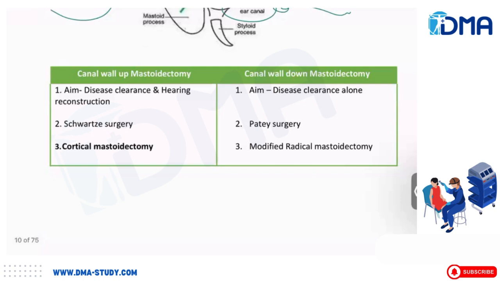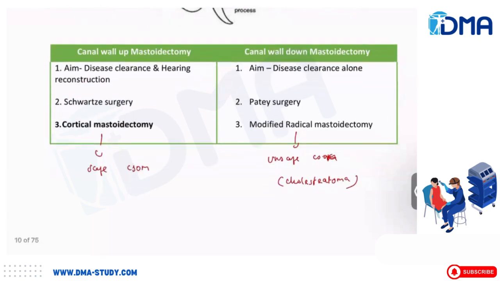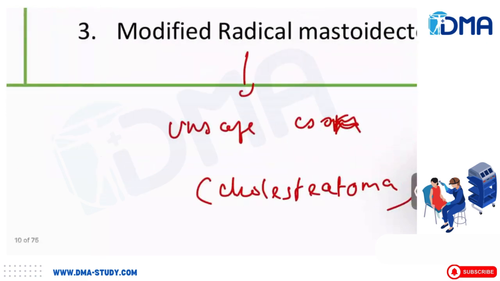modified radical mastoidectomy. If you have a safe type of CSOM, cortical mastoidectomy is enough. If you have unsafe CSOM, you need a modified radical mastoidectomy. Safe CSOM, only TM perforation. Unsafe CSOM, we will be doing MRM, in cholesteatoma. So canal wall up mastoidectomy, canal wall down mastoidectomy. We will be doing canal wall down in unsafe type of CSOM.